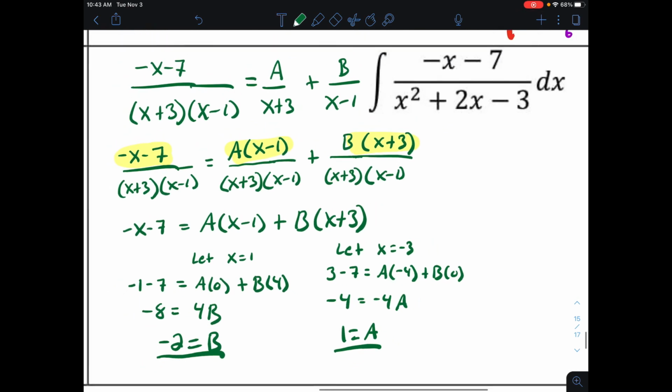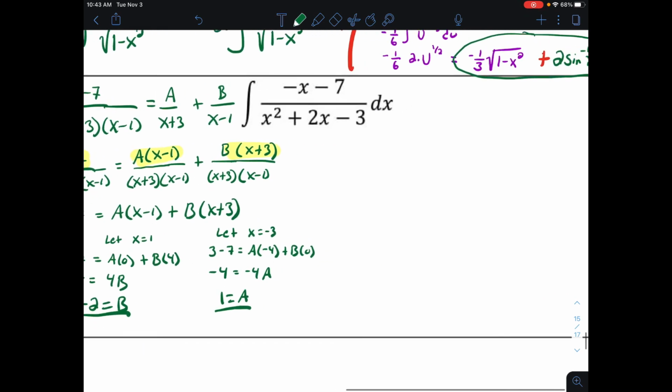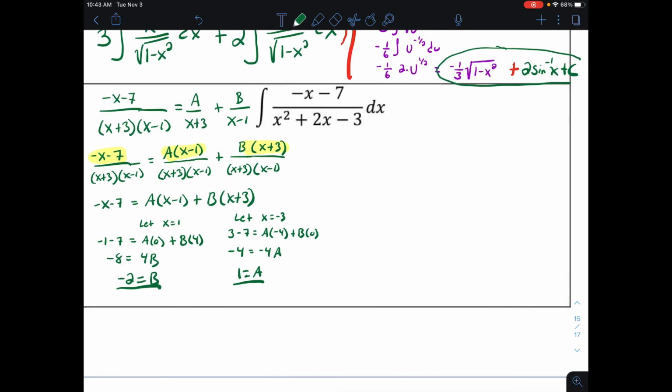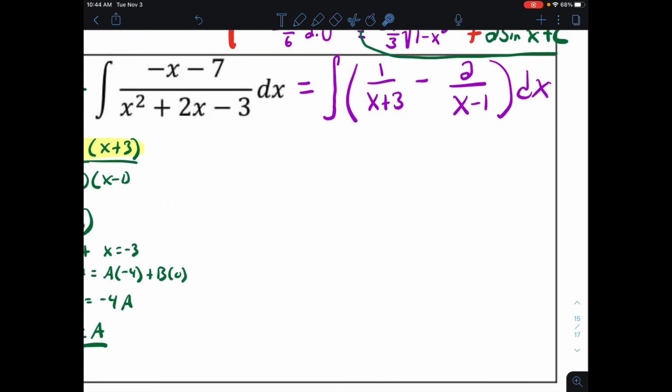So what we've done is we've decomposed our initial problem into the addition of two separate fractions. So I'm going to put 1 in for a, I'm going to put negative 2 in for b, and we're going to rewrite our problem. And so our problem becomes this right here in purple. And so now one big rational function has been broken up into two smaller ones so we can actually integrate both of these.